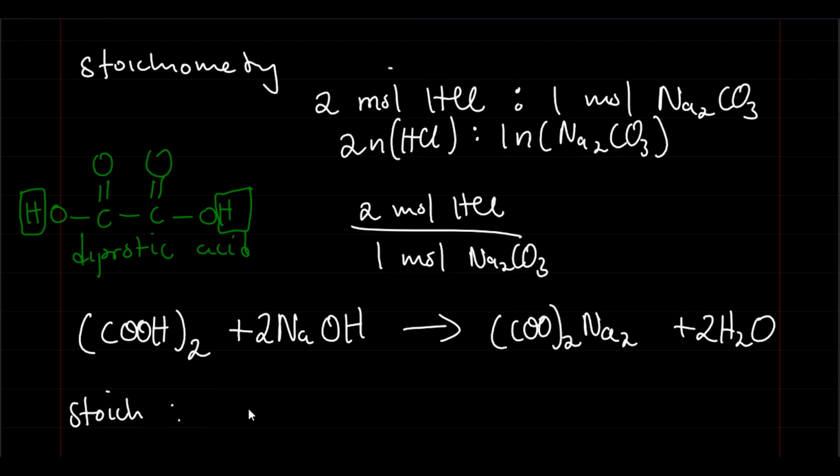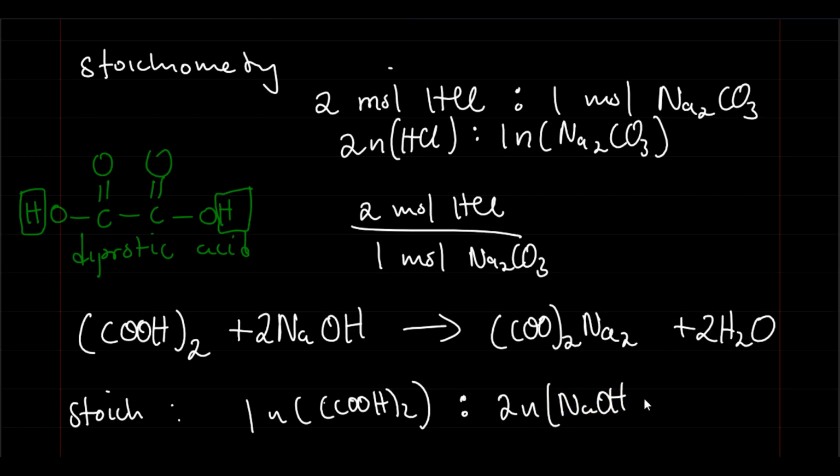Is 1 mole of what? Of oxalic acid. Okay, 1 mole of oxalic acid that reacts with what? 2 moles of sodium hydroxide. That's also reacting. Okay, so the ratio is 1:2. You see?